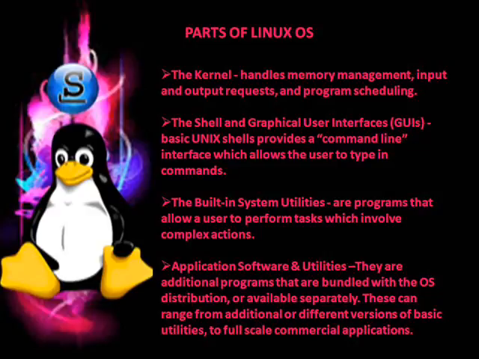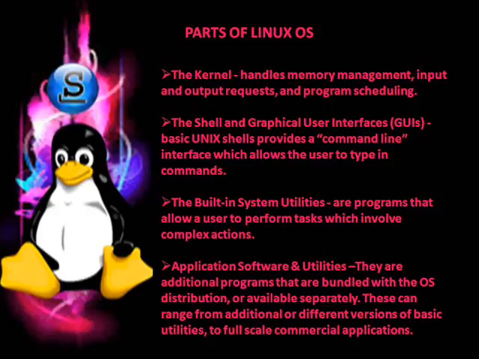Parts of Linux OS. The kernel handles memory management, input and output requests, and program scheduling. The shell and graphical user interfaces, GUI. Basic Unix shells provide a command line interface which allows the user to type in commands. The built-in system utilities are programs that allow a user to perform tasks which involve complex actions.